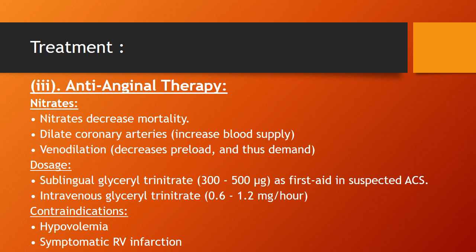Nitrates decrease mortality because they dilate coronary arteries. They will reduce preload and afterload as well, and they should be given sublingually because they have extensive first pass metabolism in the liver, so oral doses should be avoided. Contraindications include hypovolemia and symptomatic RV infarction.